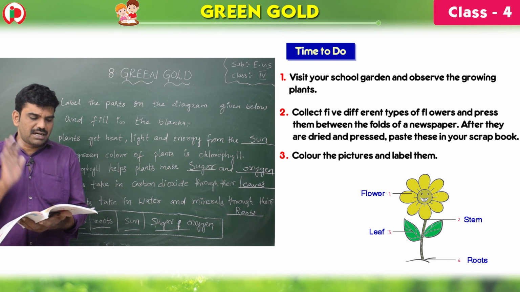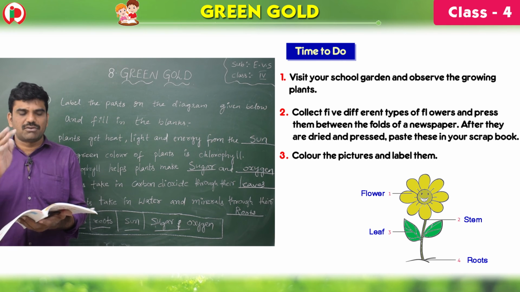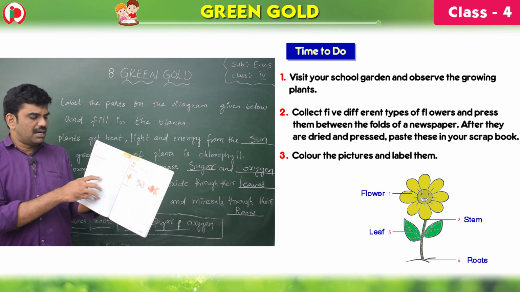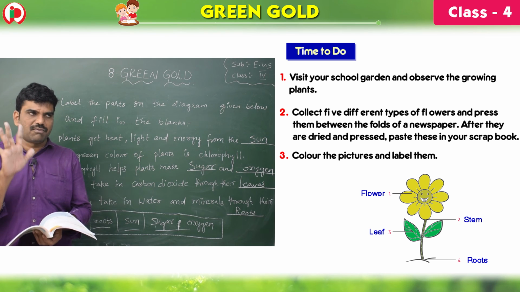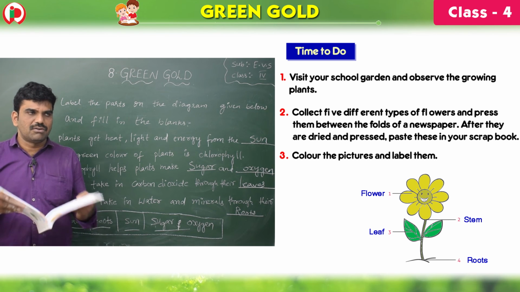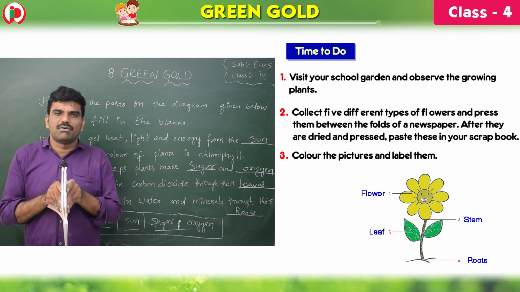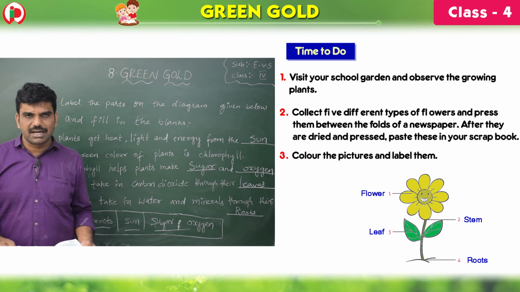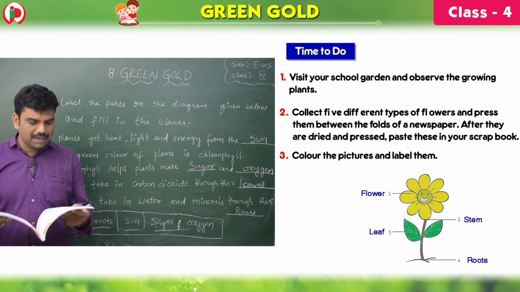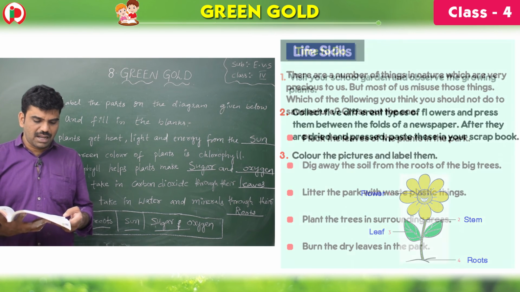Color the pictures and label them. Next you have to color the pictures like this and label them 1, 2, 3, 4, 5. Different types of flowers you have to collect and press between the folds of a newspaper, dry them and paste it in the scrapbook and label the parts. Next one, life skills is there.